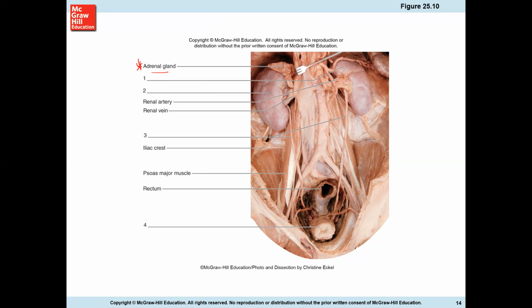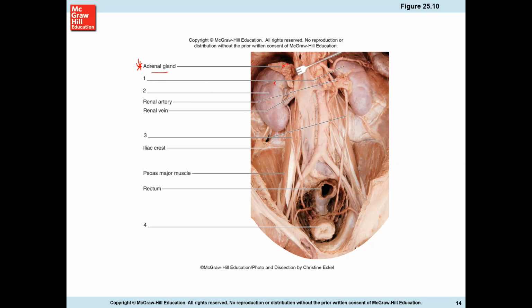And it has no direct connection. You know, aldosterone is released from the adrenal gland, but goes all the way through the blood system to get back to the kidney distal convoluted tubule and collecting duct. So again, and renin, same thing. Renin is released from the kidney.